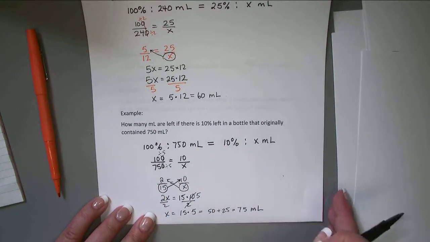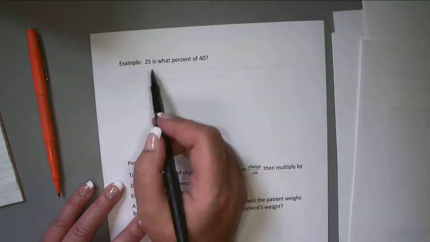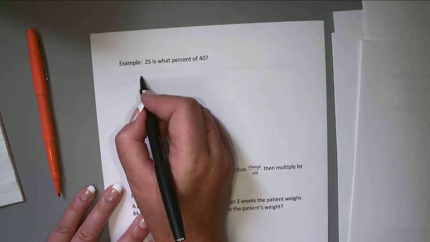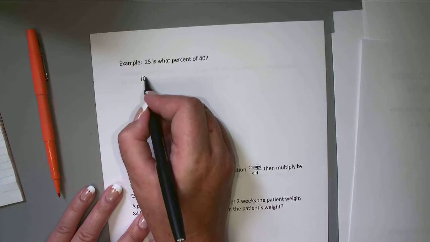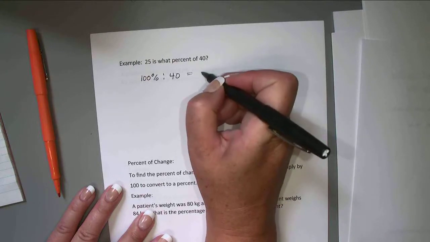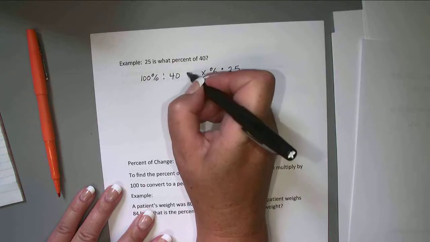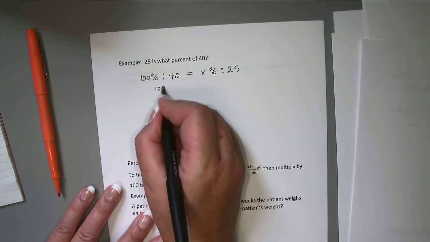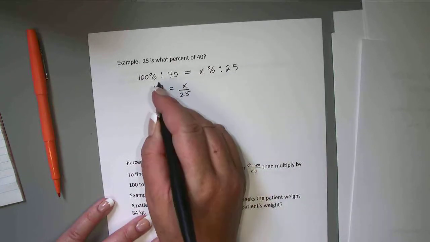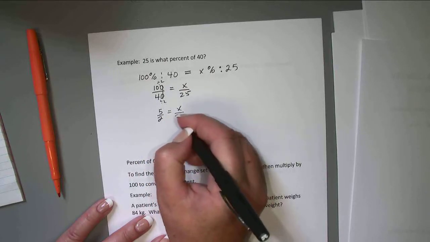But I want to show you how to set up these equations. Okay, so our next example, 25 is what percent of 40? So what's the 100%? 100% is the 40. And we want to know what percent is 25. So 100 divided by 40 is x divided by 25. These both divide by 2, so 5 over 2 is equal to x over 25.